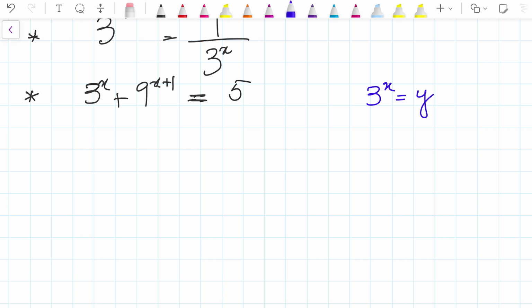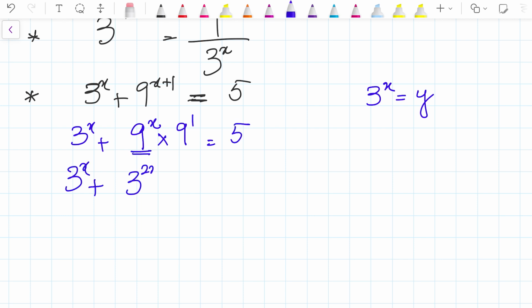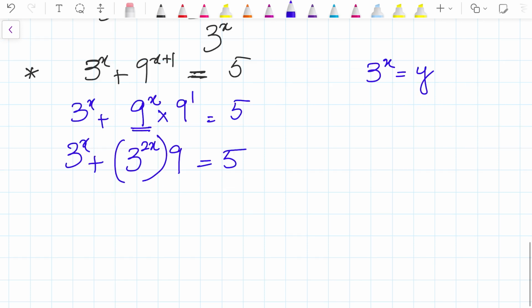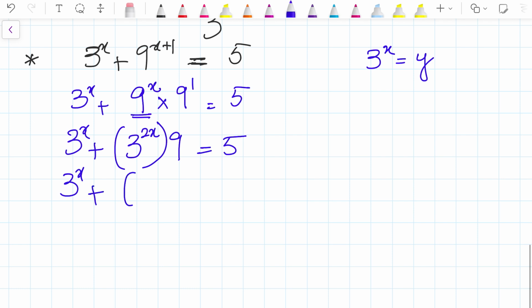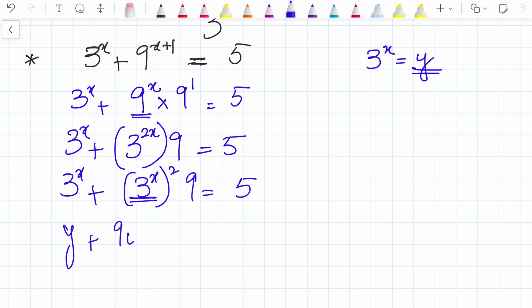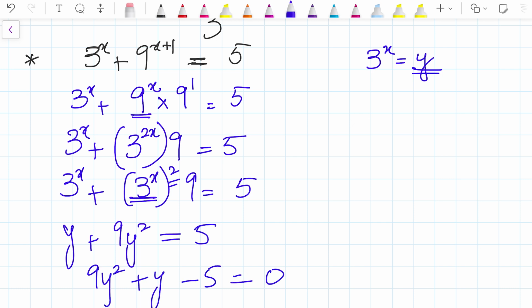We say 3 power x equals to y. We break the indices. How do we break the indices? 9 power x into 9 power 1 equals to 5. 9 can be written as 3 power 2x into 9. Now 3 power x, whole square, into 9. Now let's put the substitution. y plus 9, we're putting y here, there's a whole square here, equals to 5. 9y square plus y minus 5 equal to 0. So we've turned it into a quadratic equation which can be solved.